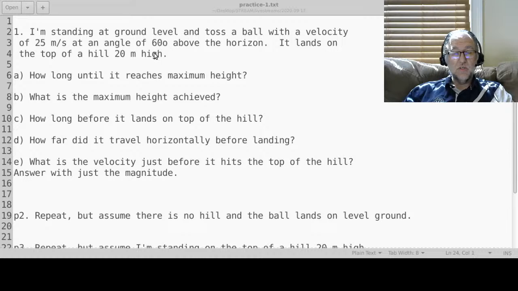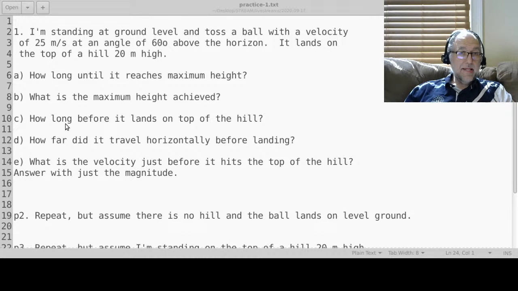And I've got 5 questions. First is how long until it reaches maximum height. Obviously this ball is going to go up, reach a maximum height and come down. And what is that maximum height? That's part B. So part A and part B are really part of the same question, or same set of procedures.